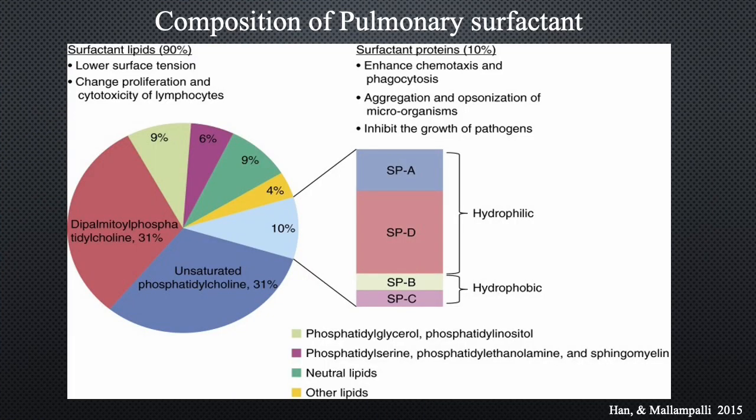Pulmonary surfactant is composed primarily of phospholipid and key proteins. The lipids constitute about 90% of the composition of pulmonary surfactant, while protein constitutes about 10%. Lipids compose 80 to 90% of its molecular weight, of which the most abundant species are phosphatidylcholine, phosphatidylglycerol, and phosphatidylinositol.